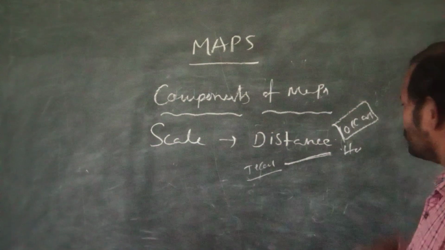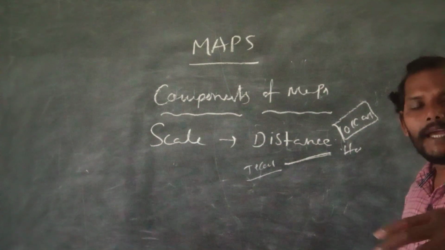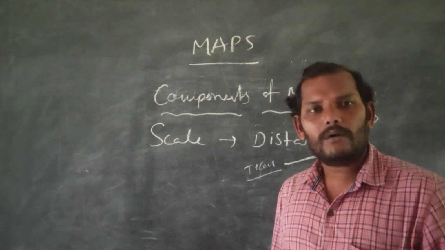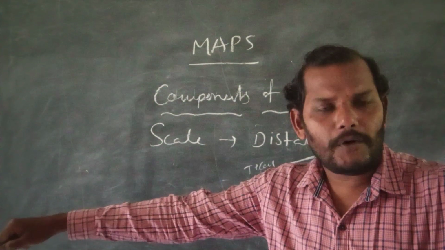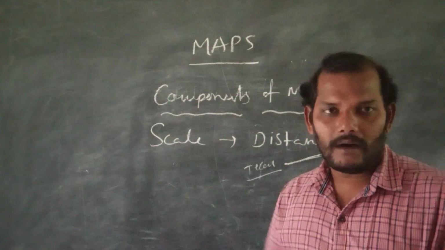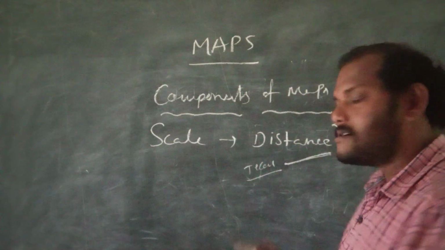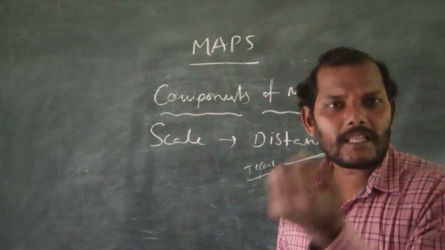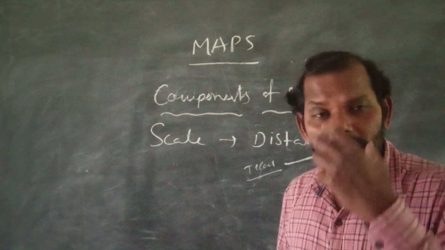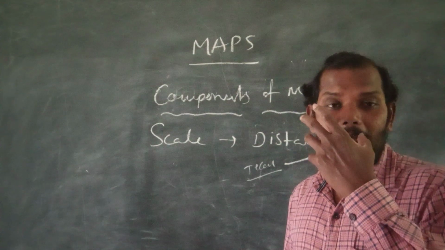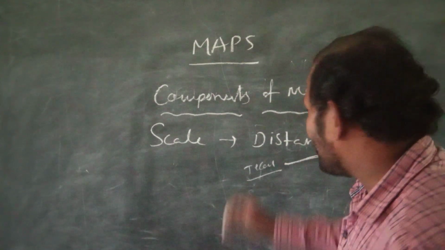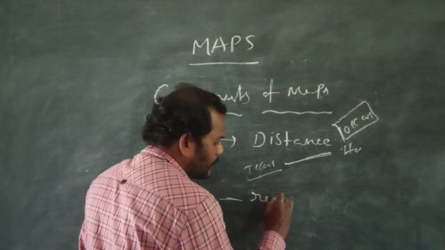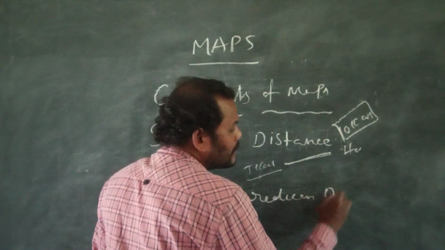While we are preparing the map, we cannot show the original distance between the Technical bus stand and the house. Why? Because we are reducing the map. That's why we use the scale. It helps to reduce the distance.